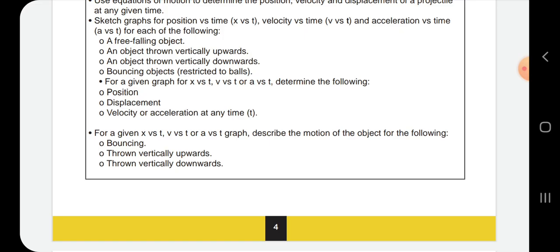So here you're going to talk about something that is thrown. Maybe you are standing at the bottom throwing a ball upwards, or you're standing at the top and throwing a ball downwards. And maybe when the ball gets to the ground, it pitches, it bounces certain times. So that's what this whole topic is all about.